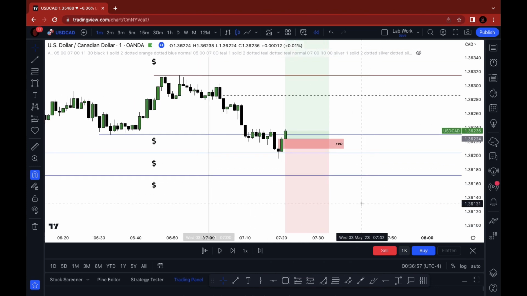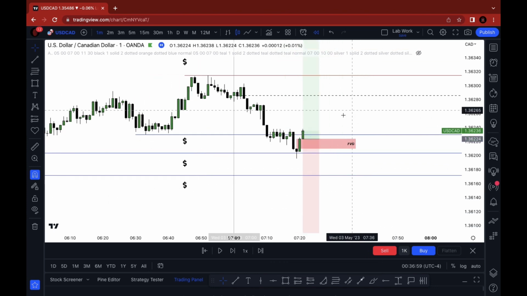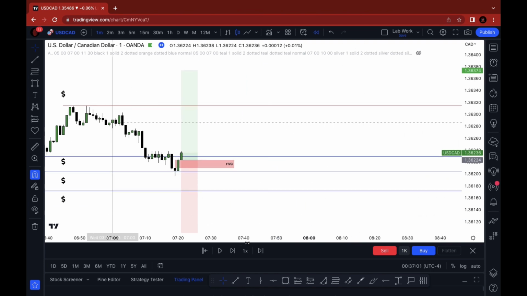So that's a 1-to-1 setup. So that's where I'll be looking to go long. I'm gonna play price forward to see how that plays out. So we press play.